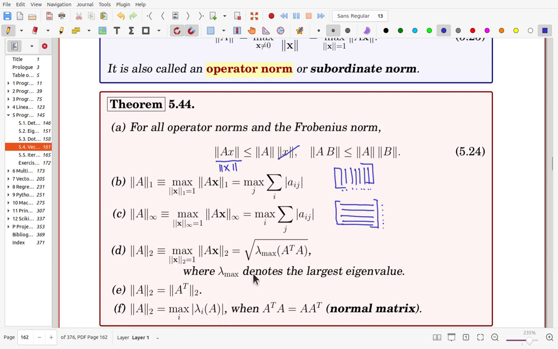Okay. Now here, don't be confused between this one and that one. For the one norm, for computation, we are adding the absolute values vertically because that is one, it's vertical. Now we are adding horizontally for the infinity norm because the infinity sign is about horizontal, right? Okay. So you can memorize them quite easily.